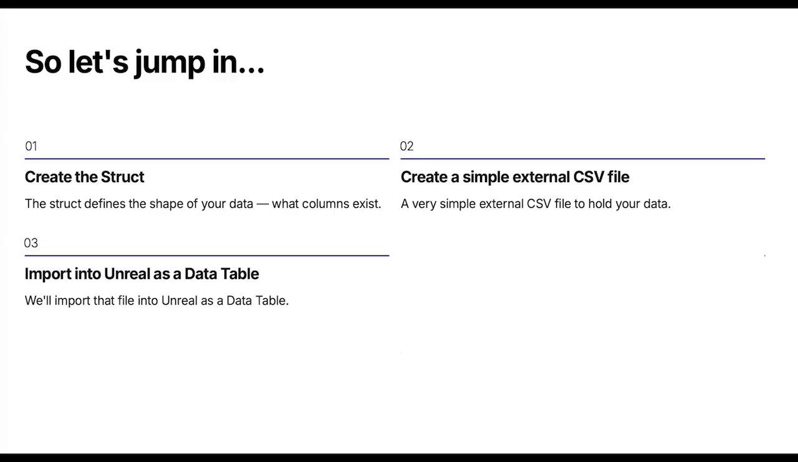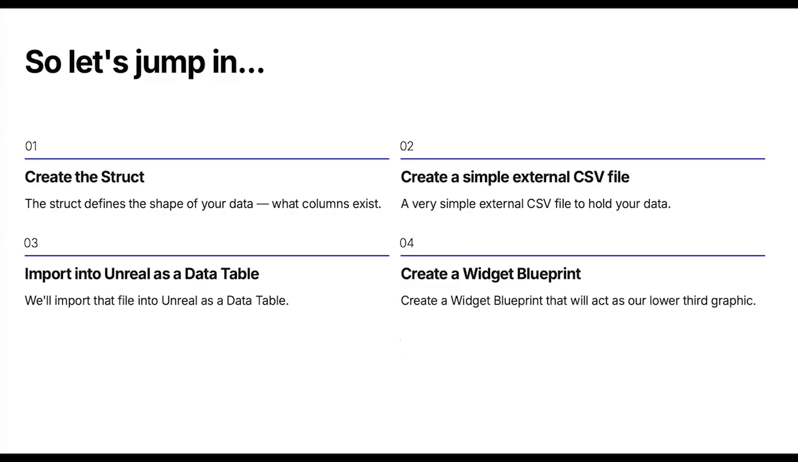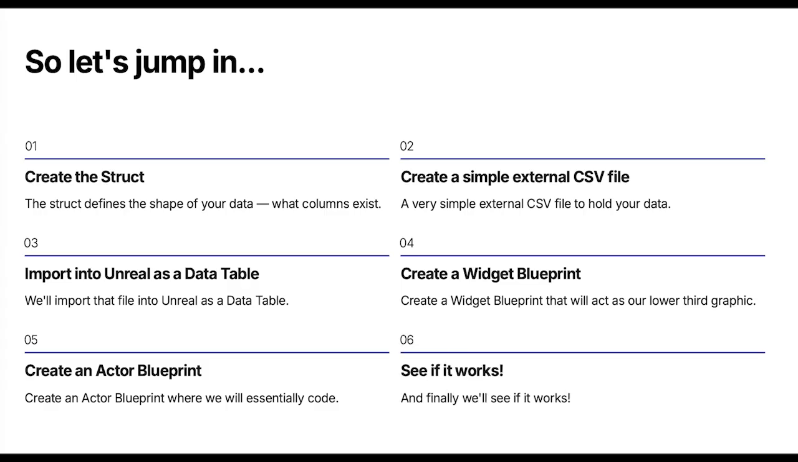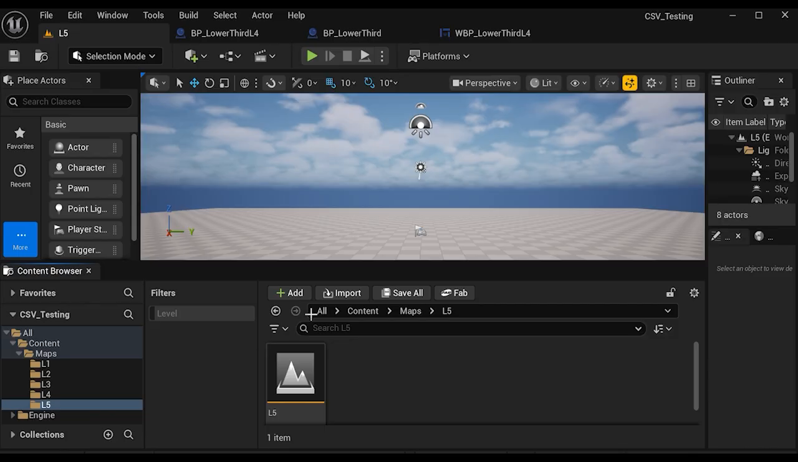Next, we'll create a widget blueprint that will act as our lower third graphic. And then we'll create an actor blueprint, which is where we'll essentially code this thing. And finally, we'll see if it works. Hopefully it will. So let's jump in. Right now, I have just a basic level. And the first thing we should do, and you'll see why in a moment, is to create our struct.